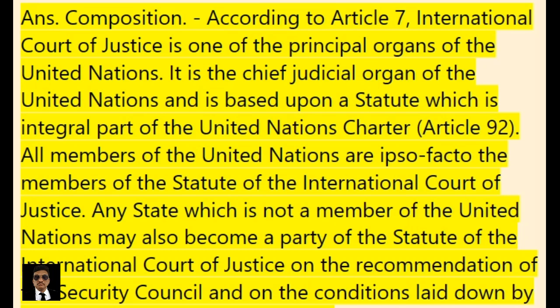It is the chief judicial organ of the United Nations and is based upon a statute which is an integral part of the United Nations Charter. Article 92. All members of the United Nations are ipso facto the members of the Statute of the International Court of Justice. Any state which is not a member of the United Nations may also become a party to the Statute of the International Court of Justice on the recommendation of the Security Council and on the conditions laid down by the General Assembly. Article 93.